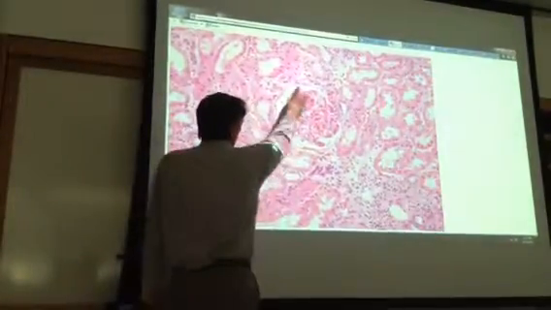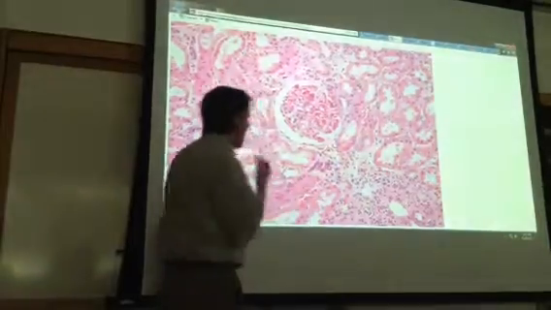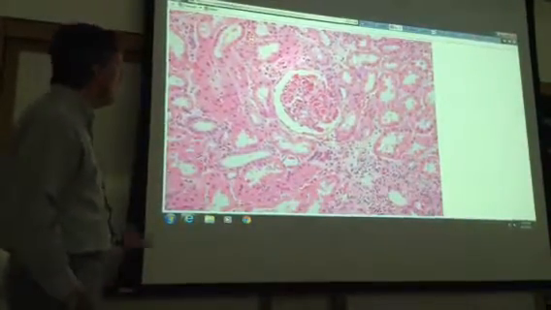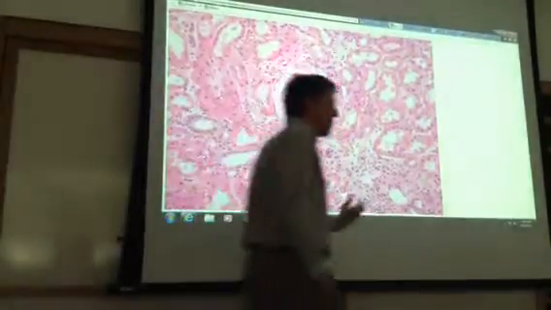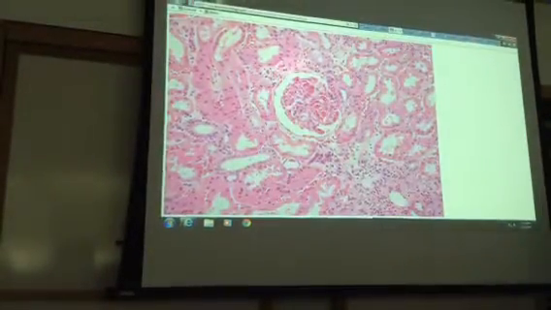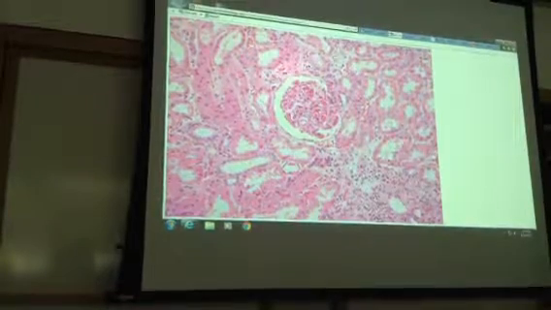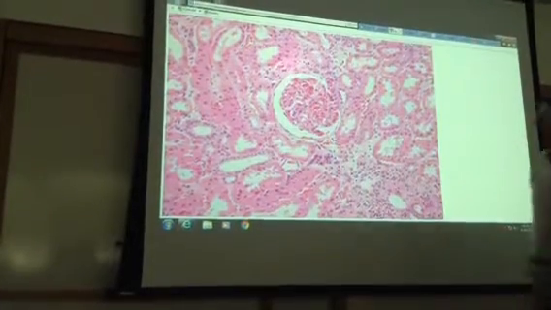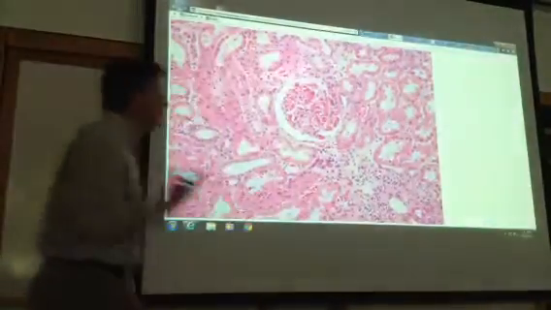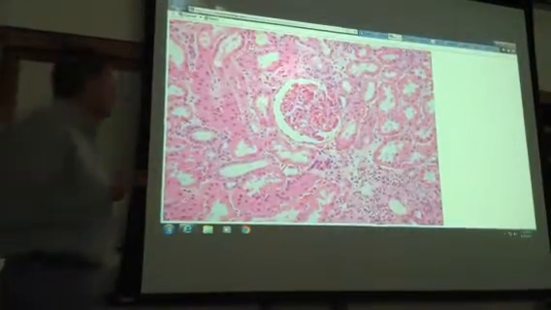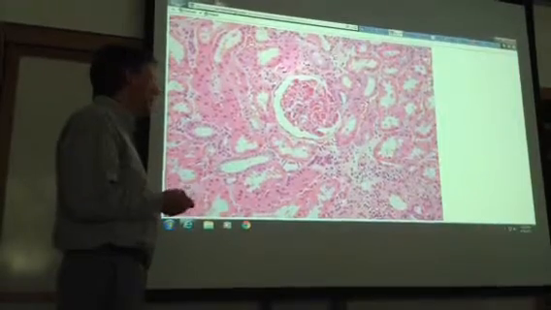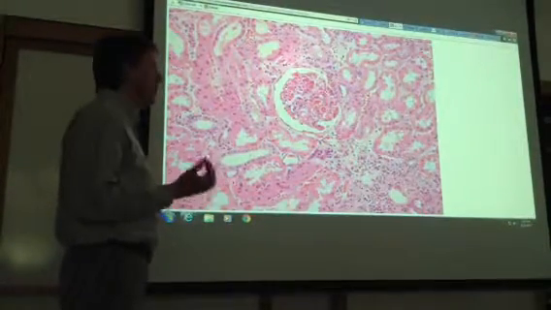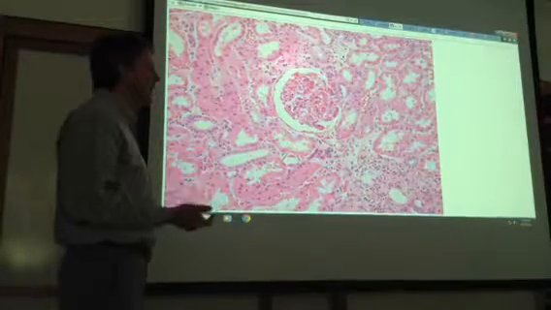What's this area in white here? Bowman space, okay? What other stuff can you see up here? Well, one of the things you're going to have to differentiate between is proximal and distal convoluted tubules. The proximal convoluted tubules have little microvilli on them that help with reabsorption, because remember, a lot of reabsorption is taking place in the proximal convoluted tubule.